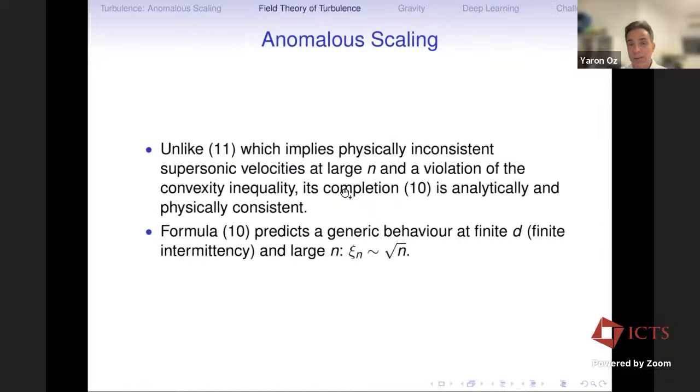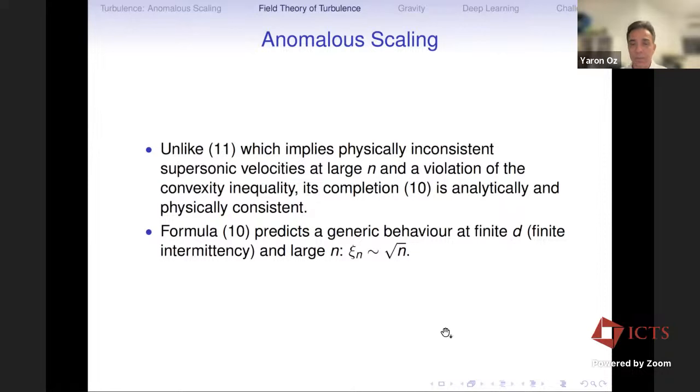The one that I showed you is actually consistent. It doesn't have any issues with convexity inequalities, et cetera. And it has an interesting behavior: the exponent scales at large n as the square root of n. Typically, most of the things that people propose phenomenologically will scale like n. This one scales like the square root of n.